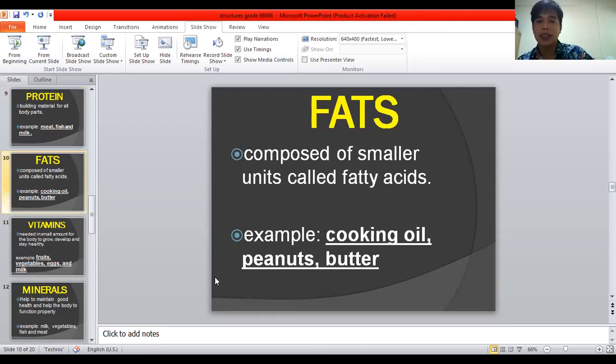Now let's proceed to fats. Let's define what is fats. Fats are composed of smaller units called fatty acids. Do you know what is fats? Examples of fats are cooking oil, peanuts, and butter. Students, read what are the examples of fats? Very good. Examples of fats are cooking oil, peanuts, and butter.